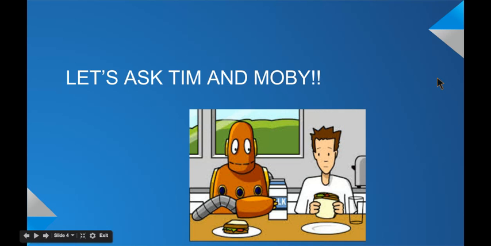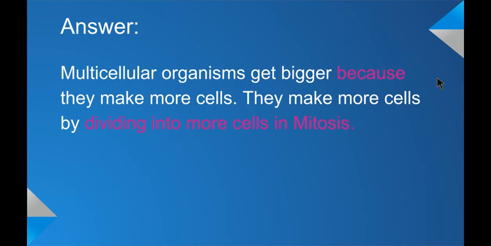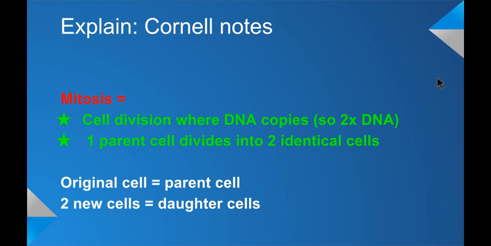So glad that we just heard from Tim and Moby about cell division. As they told us, the answer is organisms get bigger because they make more cells. They make more cells by dividing using mitosis. So I am going to go through these notes. Please pause the video and stop if you need more time to copy down.